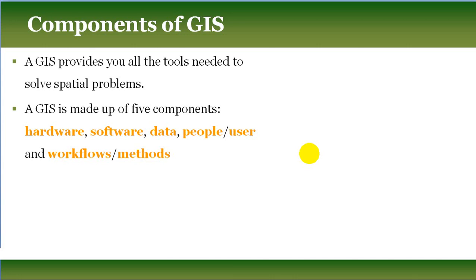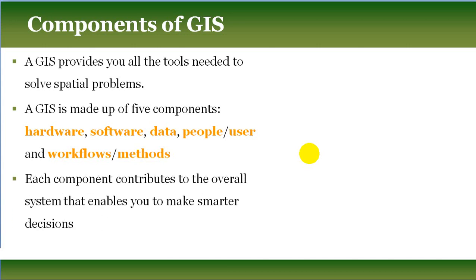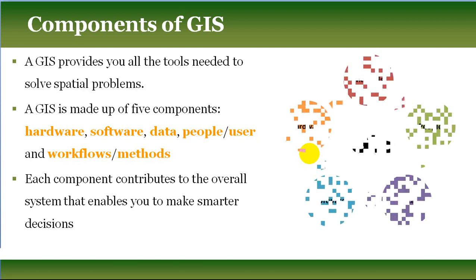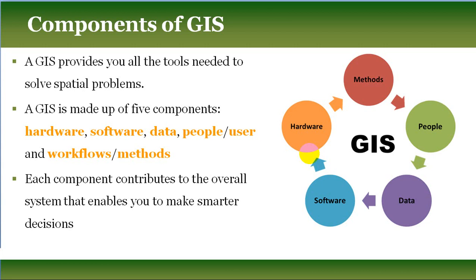These are the 5 components: hardware, software, data, people or users, and a set of methods or workflows, we can say. Those are the 5 essential components available in GIS. Each component contributes to the overall system that enables you to make smarter decisions. So every component has an impact on the complete GIS system. Every component contributes its part so that GIS runs properly. One by one in this lecture we'll discuss all these components.